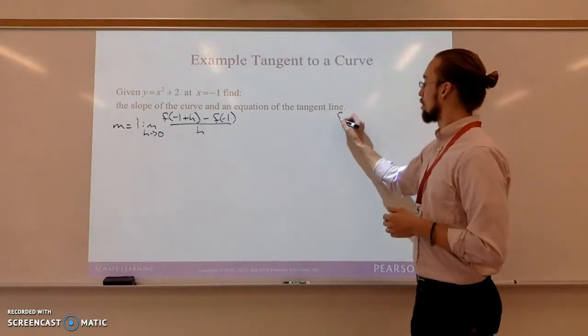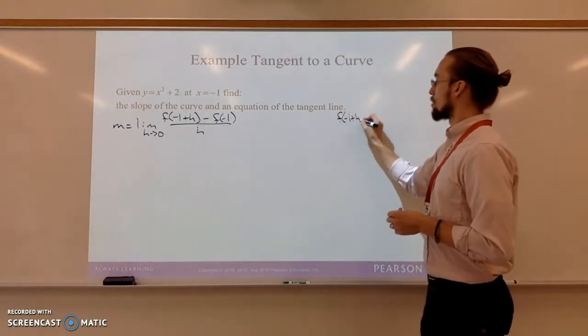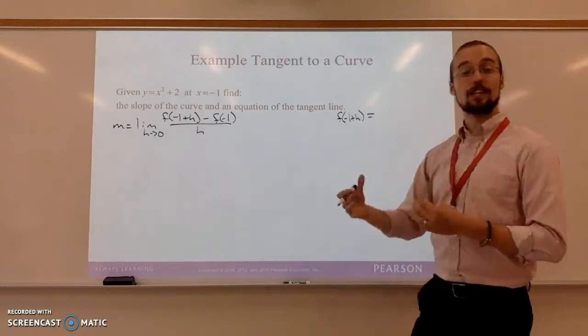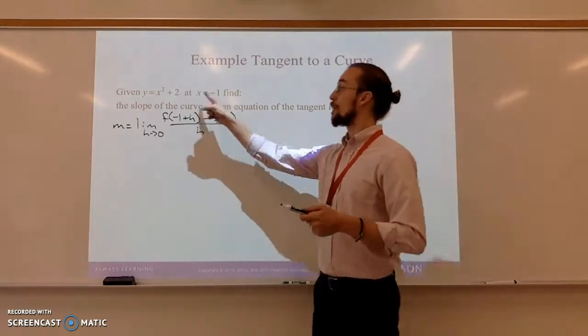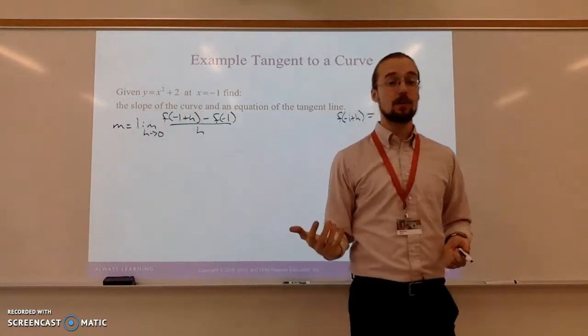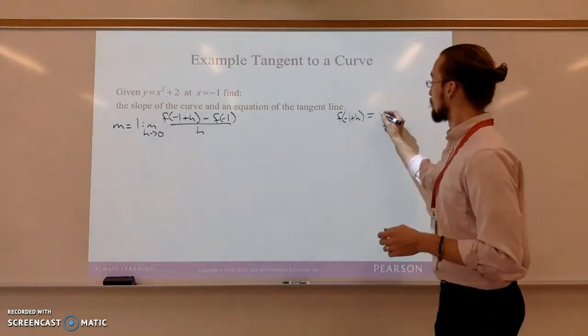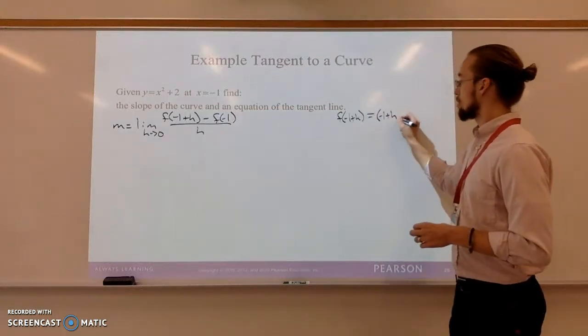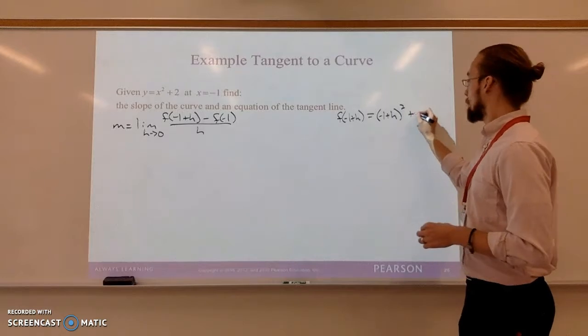So my f of -1 plus h, well, I'm just going to plug -1 plus h in everywhere I see an x. Okay, again, in this function, we only have one x. So this is going to be (-1 plus h) squared plus 2.